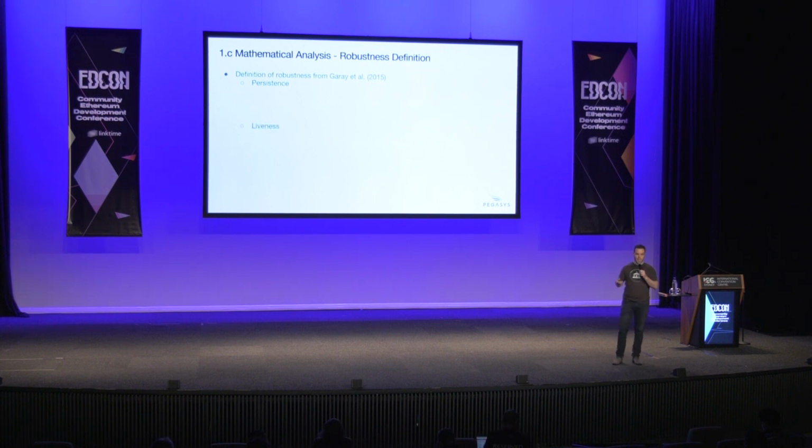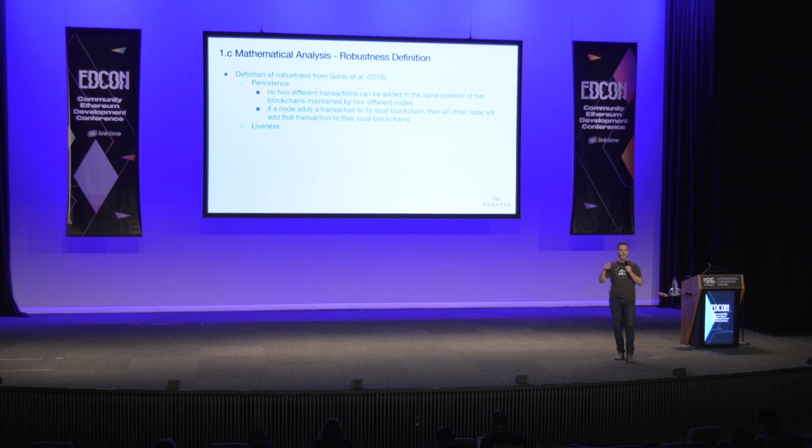Robustness, in this case, can be thought of as a conjunction of two different properties. One is persistence. Persistence essentially says that if a validator creates a block at height h, and another validator creates another block at height h, these two blocks must be the same. Not only that, there is another condition which says that if a validator adds a block to its own local blockchain, then that block will eventually be added to the local blockchain of any other validator or node. And then you have liveness, which says that if a transaction is sent to all validators, that transaction will eventually be added to the local blockchain.